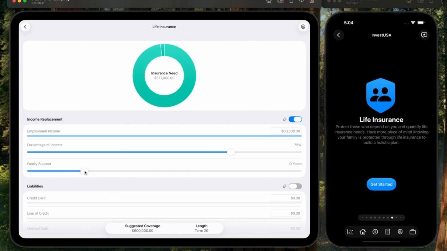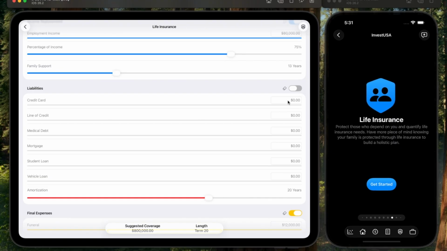So let's just say they have a 5-year-old and really want to make sure things are covered until they're 18. So they're going to look at family support for 13 years. Now we have to add up all the liability. If you have a balance on your credit card, this is where you're going to want to put it. Maybe you have a line of credit. Maybe you have a bit of medical debt. There's still $300,000 left on your mortgage. You've paid off your student loans, but you have $20,000 left on a car loan.